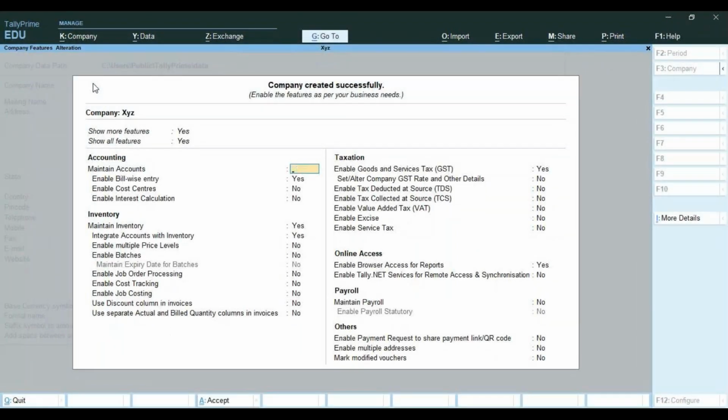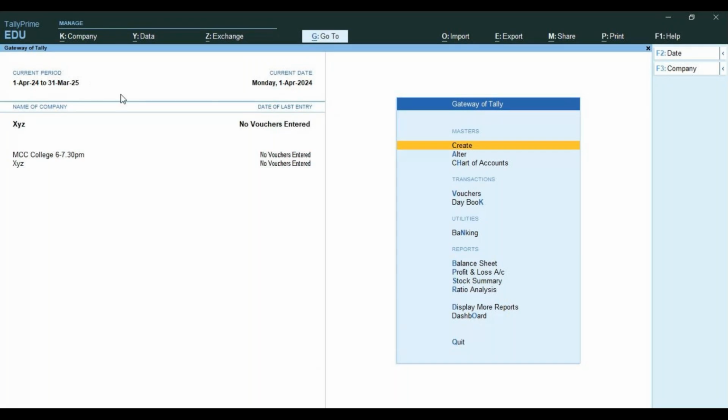Escape, escape, escape, come to the screen. So you can see two companies here, no? Like that only, I want to see five companies here. So you must give all the details because you'll be working different topics in different companies. So one of your name, and the second company, MCC College 6 to 7:30 p.m., and the other three companies, any name of your choice.